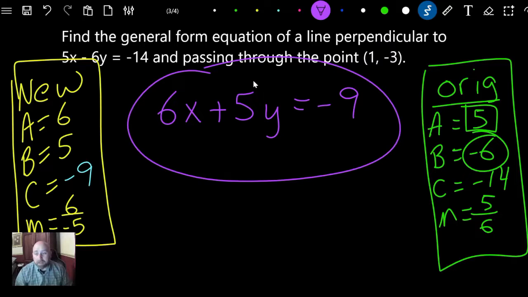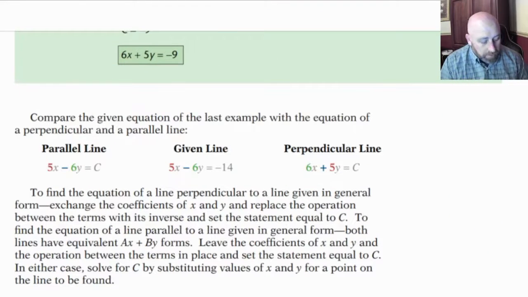Now, that was complex, complicated, I know. I'm going to show you a quicker way to do that. Go ahead and look down here at your book real quick on page 222. Compare the given equation of the last example with the equation that you had.